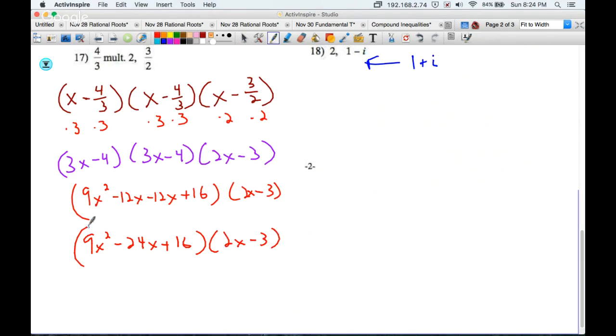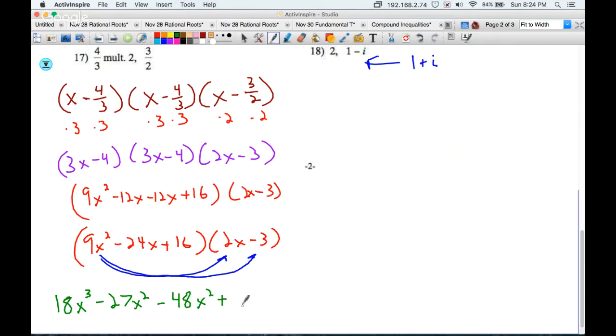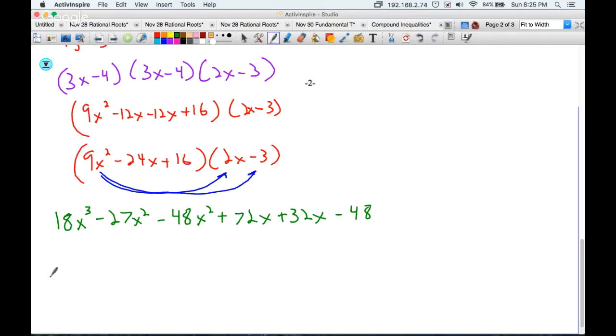Now when I do this next distribution, I just make sure I get every combination possible by just going first to first, first to second, and then I'll do second to first, second to second, third to first, third to second, and it will work out. Let's see, 18x cubed minus 27x squared minus 48x squared plus 72x, my last, plus 32x minus 48. Combine like terms.